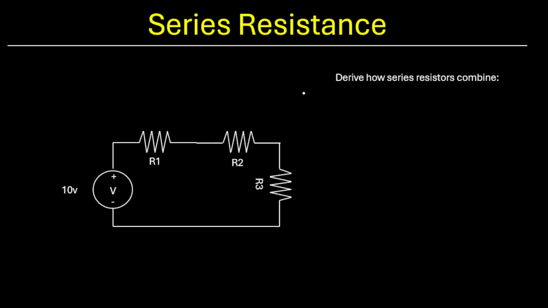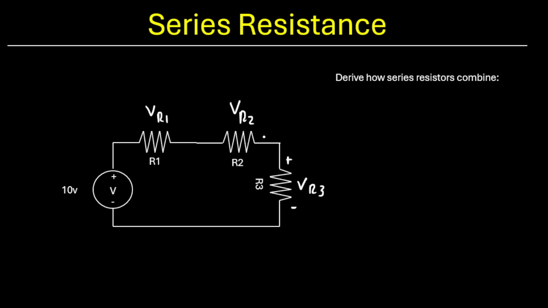All right, so here we're being asked to derive how series resistors combine. So we've got a 10-volt voltage source in series with 3 resistors here. This looks like a great application for KVL, which states that the voltage drops through a loop in a circuit must sum to 0. So I'm going to write these voltages as VR1, VR2, and VR3.